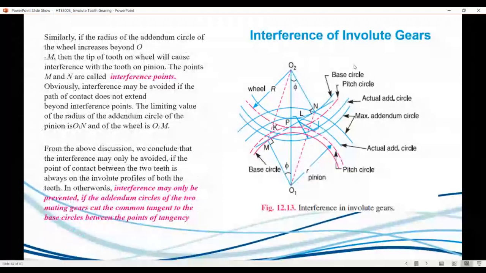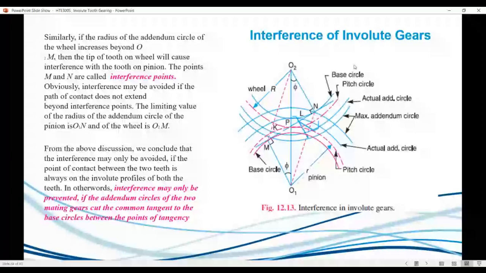So why is it important? They say a similar thing happens when you increase on the wheel side, right? It's O2M, that stippled orange line. We increase into the other portion, and then you also always get interference. But what's important is that the limiting value of the radius circle of the pinion is O1N and O2N. So that's the limiting radius.